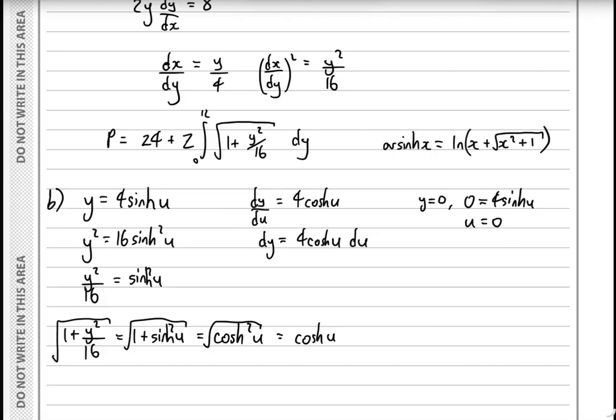Then I've also got y is equal to 12. If we put that in, we get a 3, and arsinh of 3 is the log of 3 plus the root of 3 squared plus 1, 9 plus 1 is 10. Oh, not a very nice number. Now I've got everything I need just to start dropping everything in.